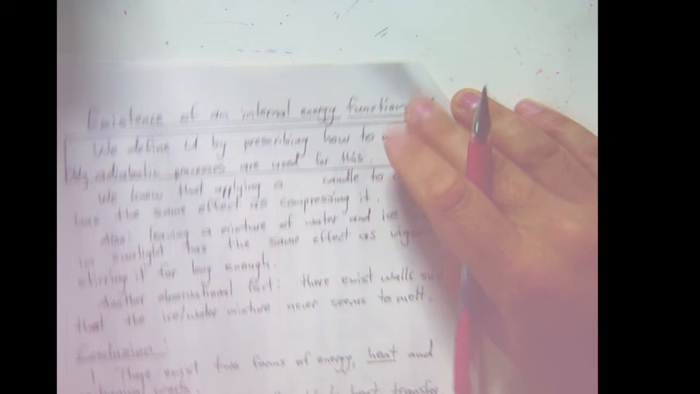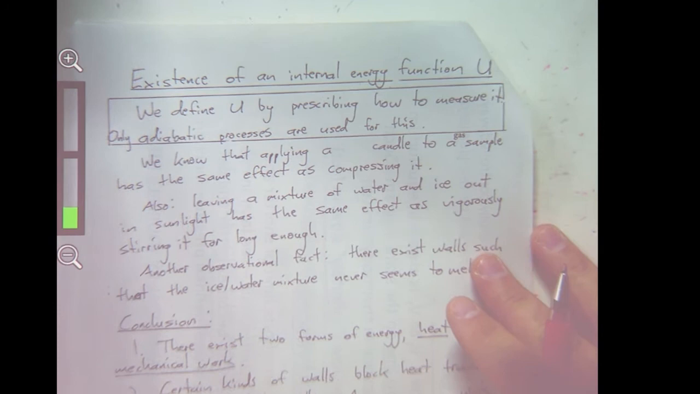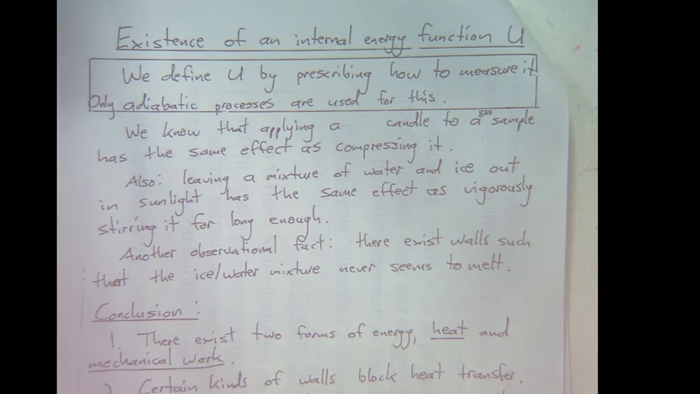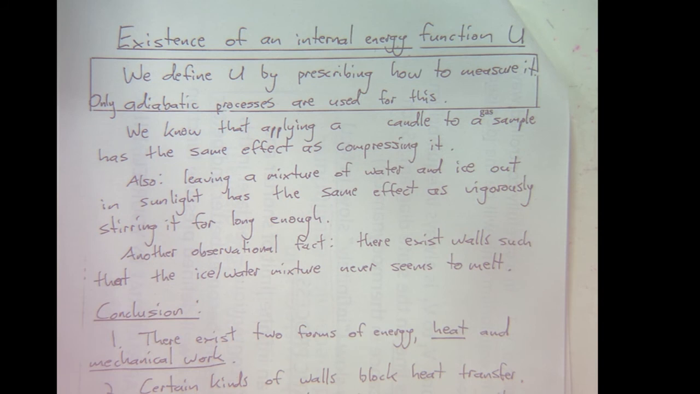Okay. So, next thing. Existence of an internal energy function U, a function of state. First of all, we define this function U by describing how to measure it. It's all inspired by experiment. Very closely related to experiment. And we only use adiabatic processes.